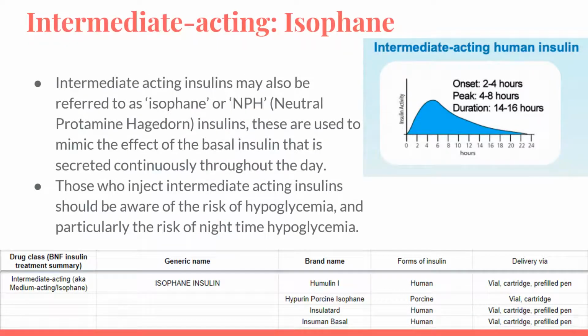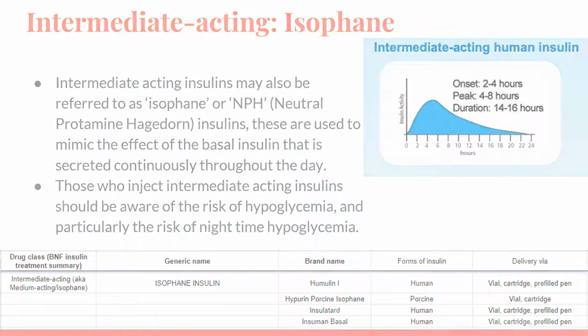Are intermediate-acting insulins known by any other names? Intermediate-acting insulins may also be referred to as isophane or NPH insulins. These are used to mimic the effect of the basal insulin that is secreted continuously throughout the day. Those who inject intermediate-acting insulins should be aware of the risk of hypoglycemia, and particularly the risk of nighttime hypoglycemia.